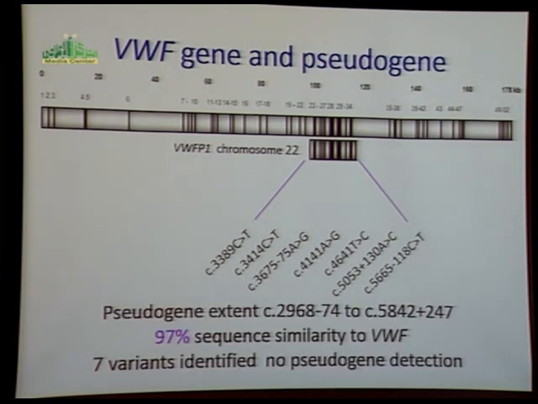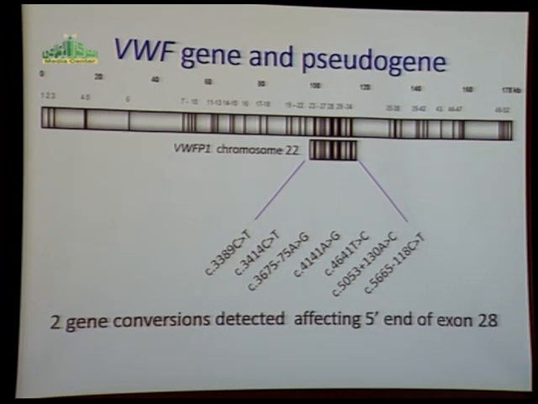And these 2 regions have got a 97% sequence similarity. But we were able to identify the 7 variants previously seen on Sanger sequencing and didn't identify any additional variants within that region in these patients. And subsequently, we've been able to identify 2 gene conversions in this region, which are where part of the pseudogene sequence invades the coding gene and introduces changes into it. So we're very happy that we can uniquely identify the von Willebrand factor coding gene without interference from its pseudogene.